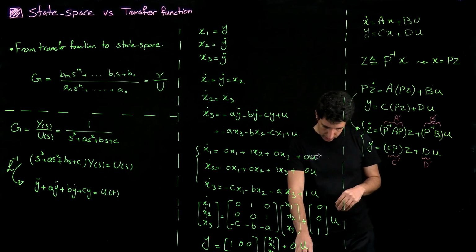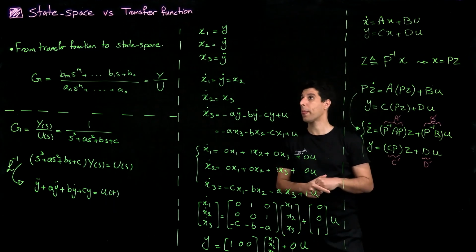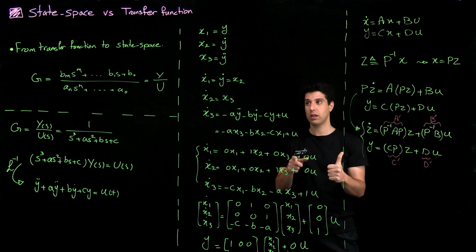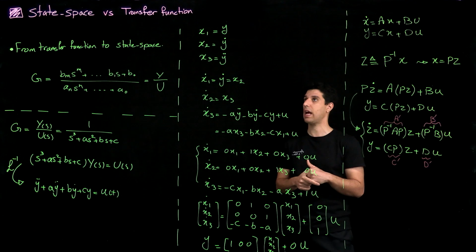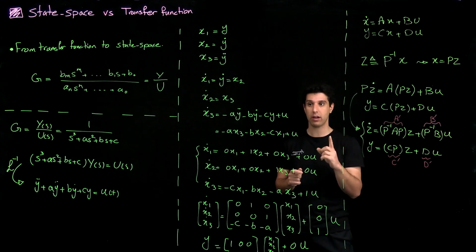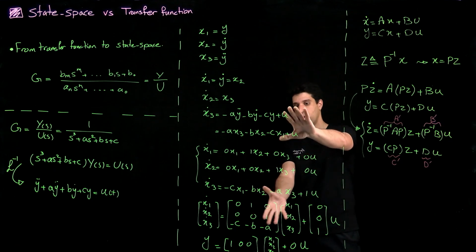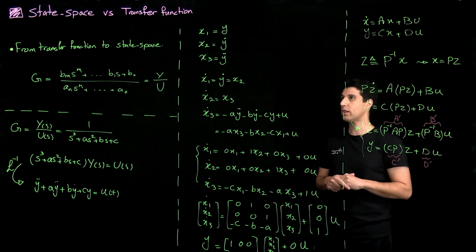So that's all I have for now. We have introduced the state space. We have seen how we can go back and forth between the state space and transfer function. And again, I reiterate, there are methods in the textbook to systematically tackle this problem, and I want you to look at them.